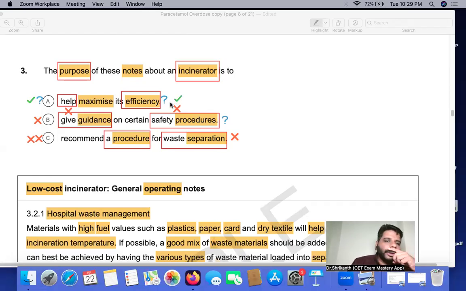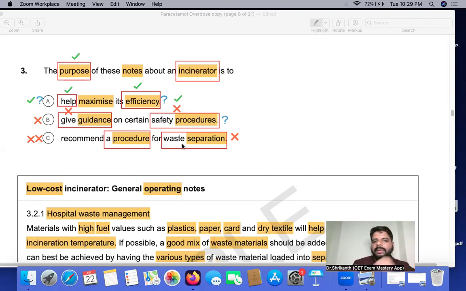Okay, so for this question, those who are completely new to OET, don't worry. All questions will not be very difficult. This happens to be a very tough question. Some questions are a little bit easy. So here, the purpose is to help the person maintain high efficiency. And how did we choose answer option A as the correct answer? By eliminating the incorrect answer options one by one.